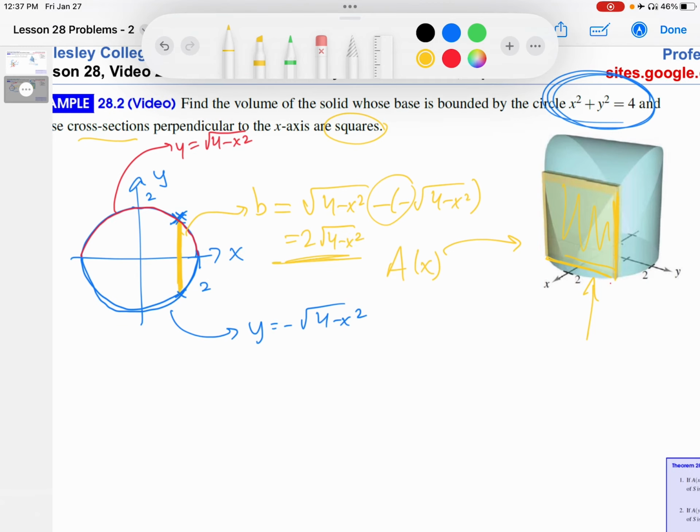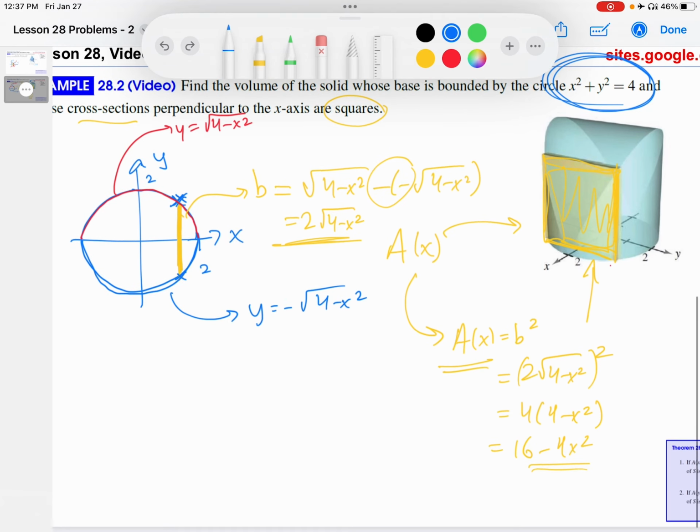So we've got our b. And therefore the area, because it's a square, is base length squared. So 2 root 4 minus x squared, squared, which makes it 4 times 4 minus x squared, which makes it 16 minus 4x squared. That is A of x. In other words, that is the area of these square cross sections as a function of x. So that's cool. If I were to move the base around over here, get some other square in 3 dimensions, I would know its area.